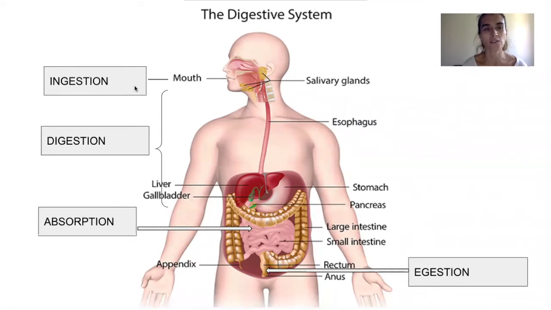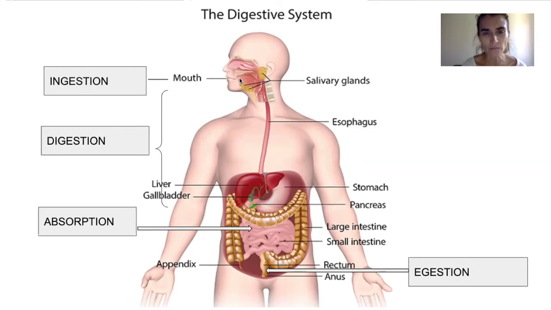The first stage is ingestion. Ingestion is the process in which you put food into your mouth. Immediately after you put food into your mouth, your teeth are going to start crushing and smashing this food, and this is the moment where digestion starts. So digestion also starts in the mouth.